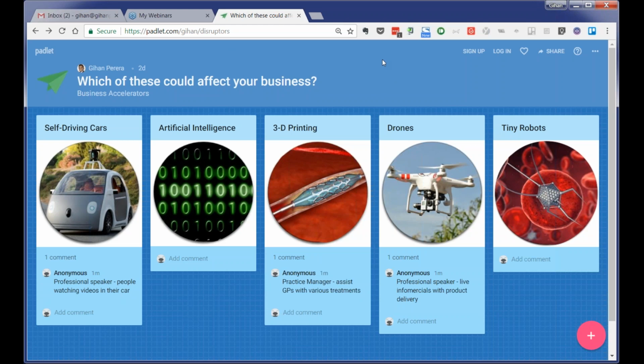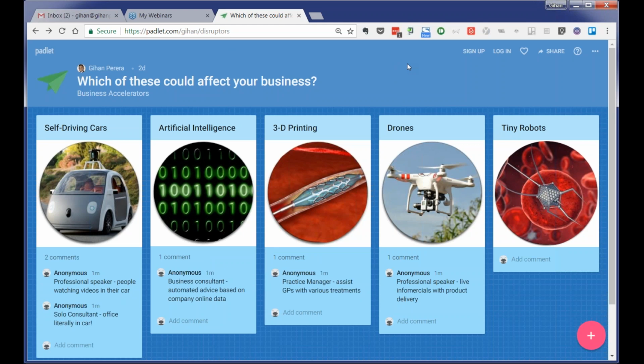Okay, so here's somebody here who's a practice manager. Yeah, 3D printing to assist GPs with various treatments. Good. Okay, so just let me stop talking for a couple of minutes while that happens.